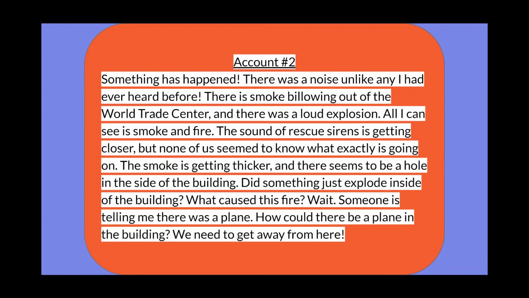Our second passage, or account number 2, reads, "Something has happened. There was a noise unlike any I had ever heard before. There was smoke billowing out of the World Trade Center, and there was a loud explosion. All I can see is smoke and fire. The sound of rescue sirens is getting closer, but none of us seem to know what exactly is going on. The smoke is getting thicker, and there seems to be a hole inside of the building. Did something just explode inside the building? What caused this fire? Wait, someone is telling me there was a plane. How could there be a plane in the building? We need to get away from here."